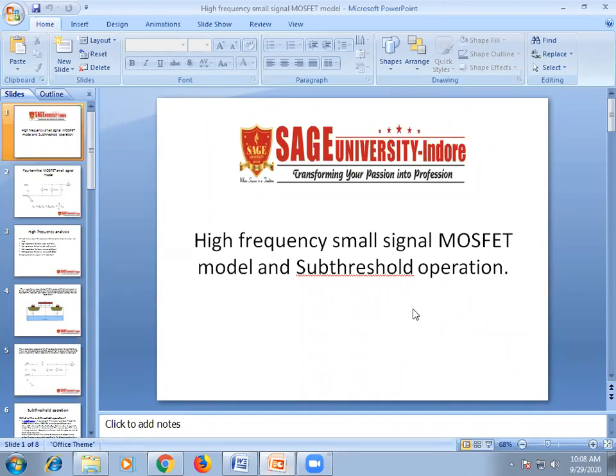Because of channel length modulation, what happens is that at the drain side we are applying reverse bias to the diode. Whenever we increase the drain voltage, the reverse bias increases, and because of that your depletion region also increases. Since the depletion region is increasing, it is pushing away your channel, so it is decreasing the channel length.